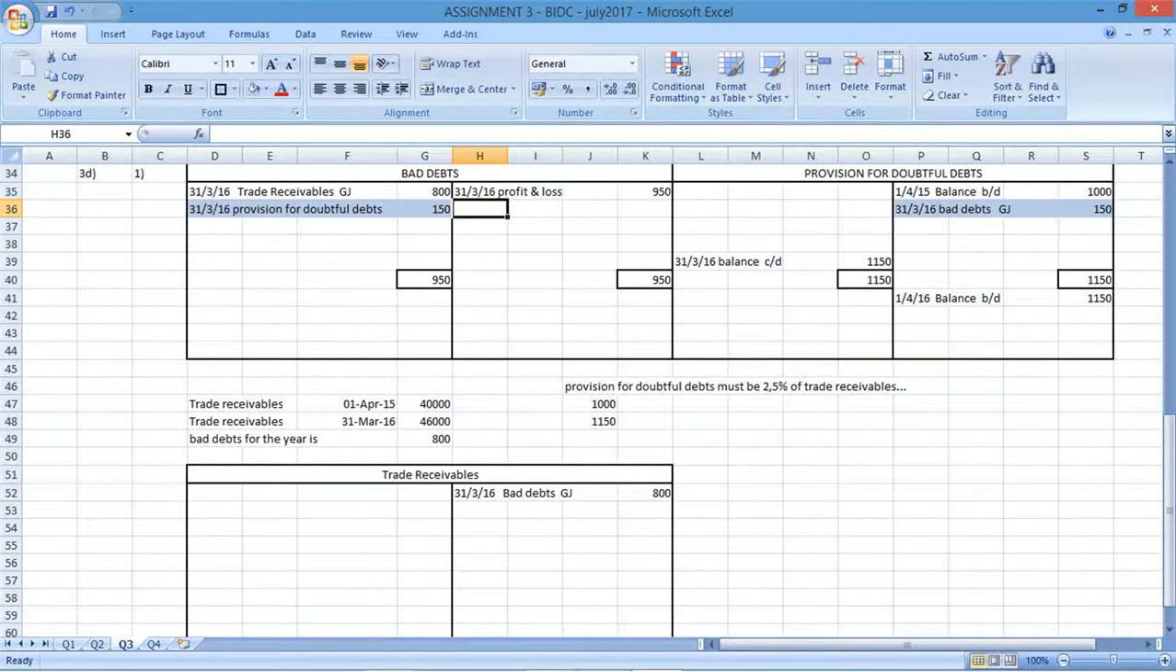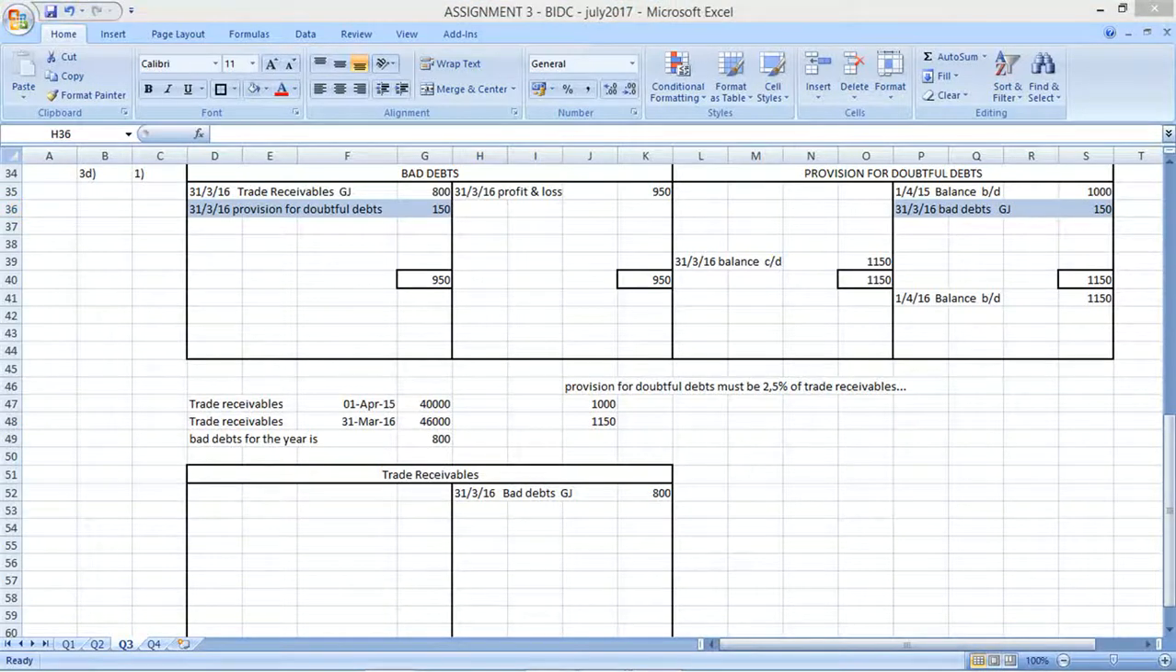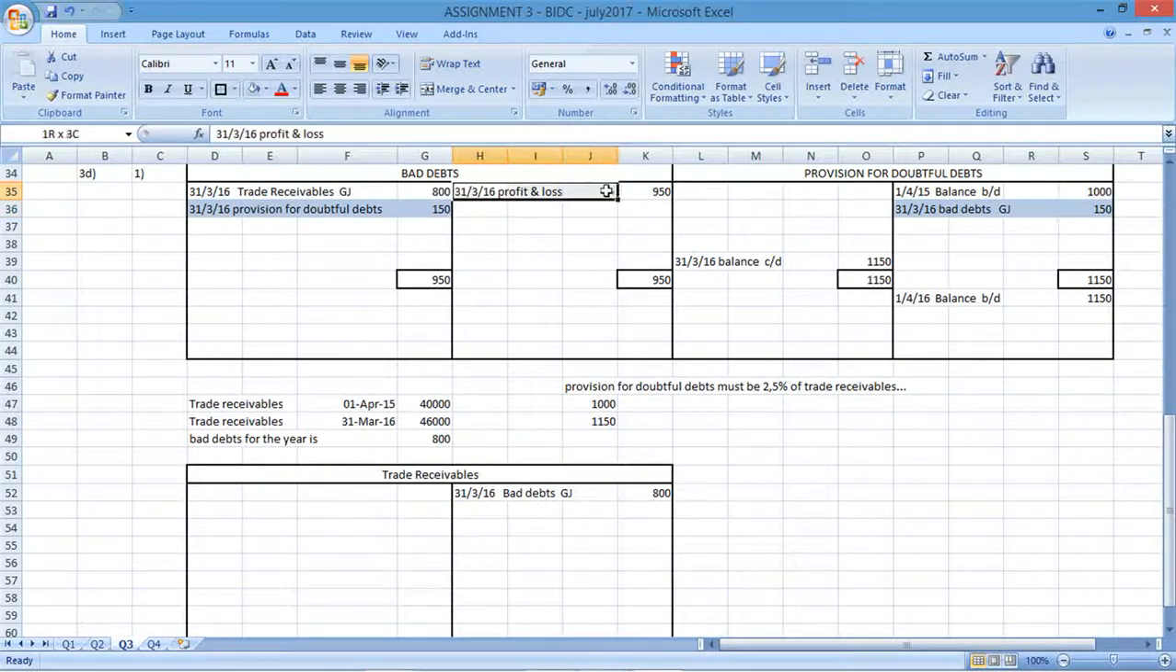Profit and loss. Great, so that's the profit and loss. That will be closed off from bad debts to the profit and loss for the year ended. What else did they want? Let's just read the question again. Balance brought down, have we shown that? Yes, we have. Number 2, show the relevant extract from Mary's statement of financial position.